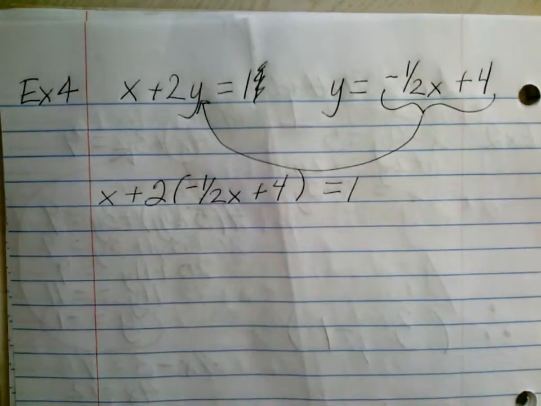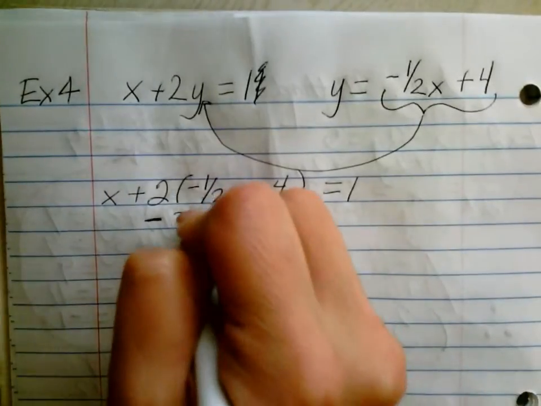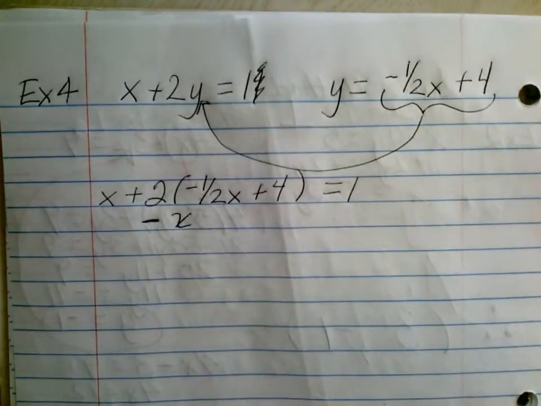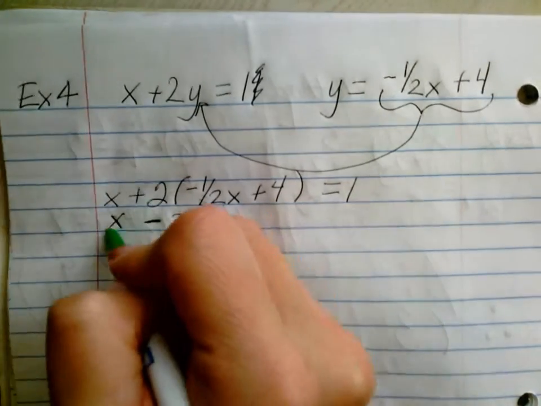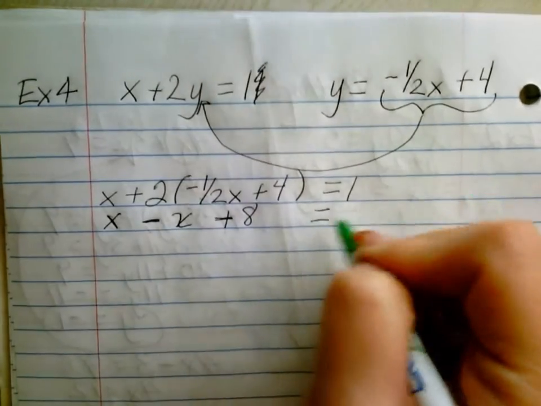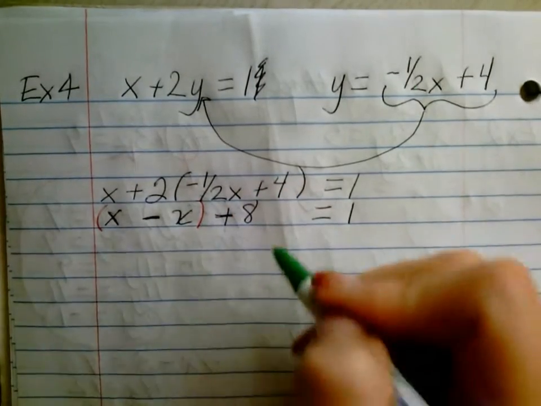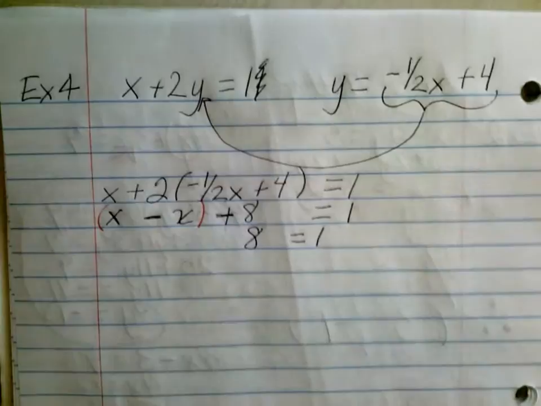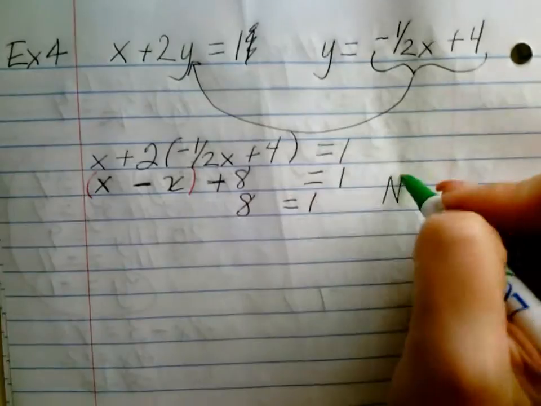There it is. Now, positive 2 times negative 1 half, negative x. Okay? Negative x. Bring down your other x, by the way. 2 times 4, positive 8, equals 1. Let's collect like terms. x minus x is 0, so those disappear, leaving me with 8 equals 1. Not in my universe, folks. That is a no solution equation.